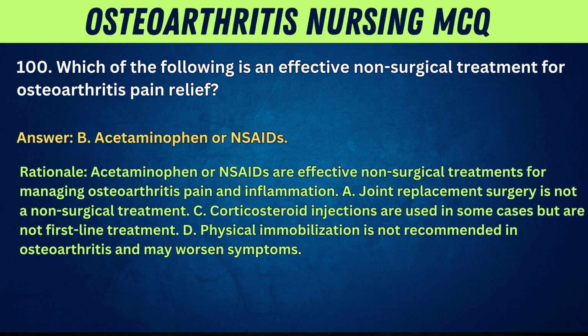A. Joint replacement surgery is not a non-surgical treatment. C. Corticosteroid injections are used in some cases, but are not first-line treatment. D. Physical immobilization is not recommended in osteoarthritis and may worsen symptoms.